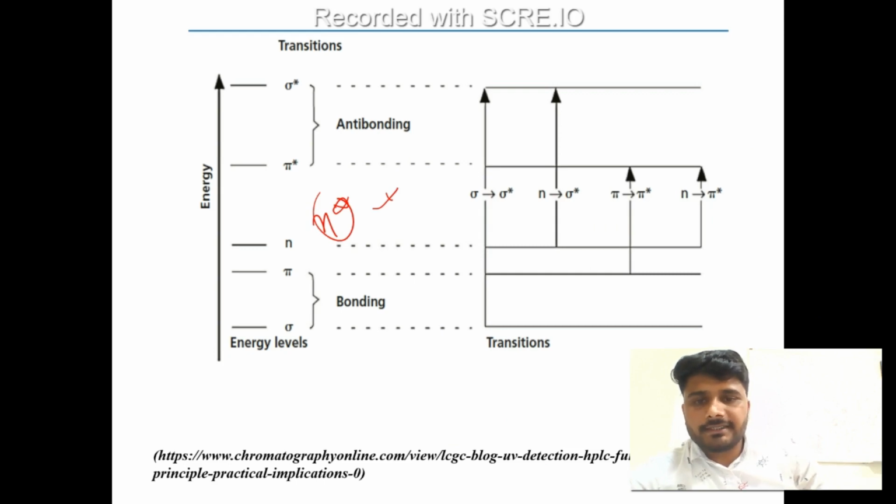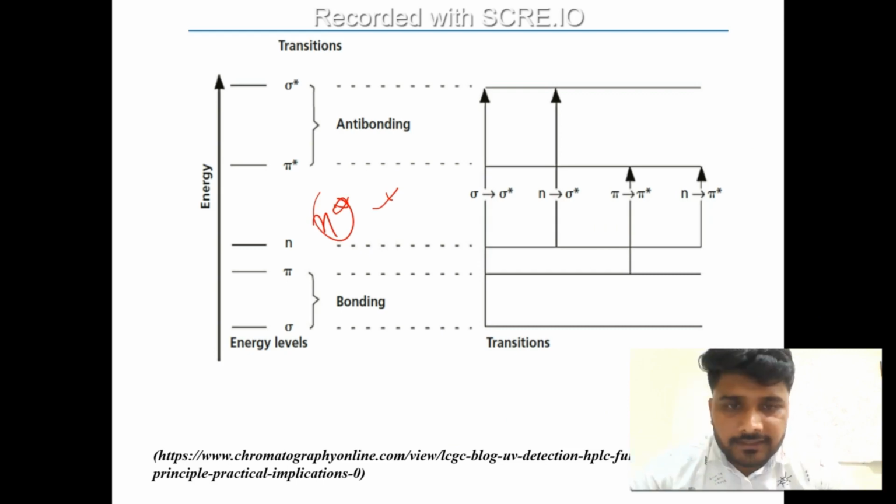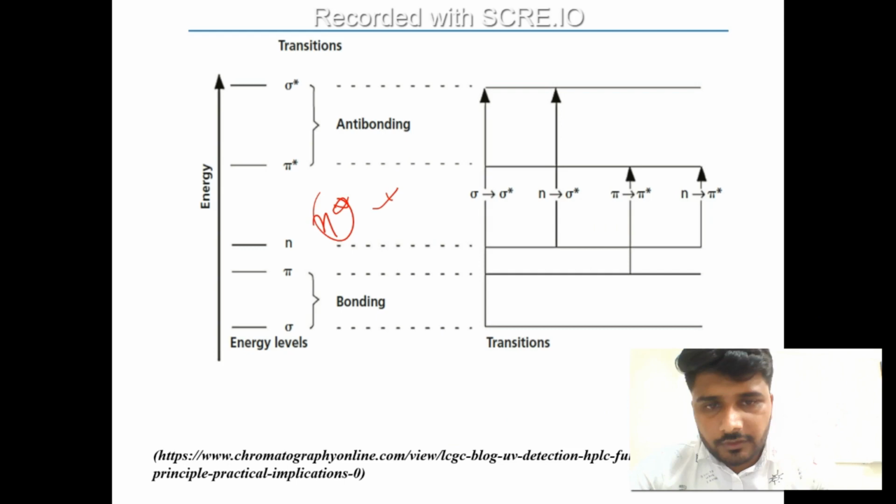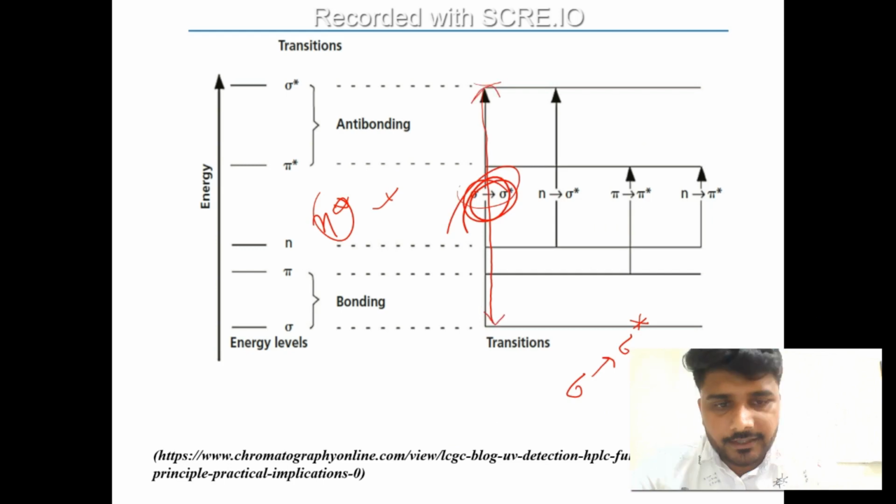If I talk about the transitions, these are the allowed transitions: sigma to sigma star, n to sigma star, pi to pi star. These are all the allowed transitions in any molecule, and you just have to remember them. Now about feasibility: for the sigma to sigma star transition, you can see there is a very large energy gap between sigma and sigma star, so you have to provide a larger energy value for these transitions.